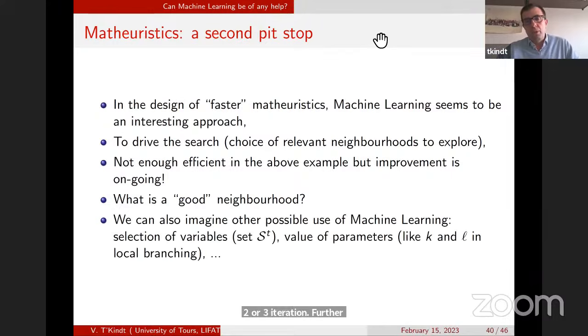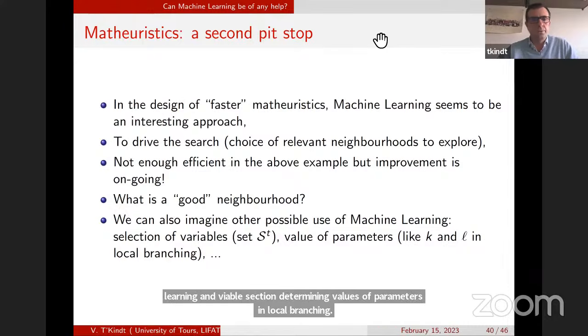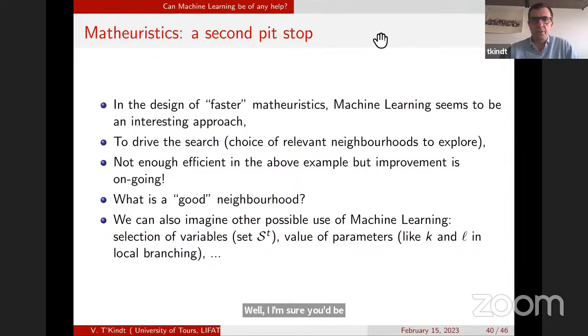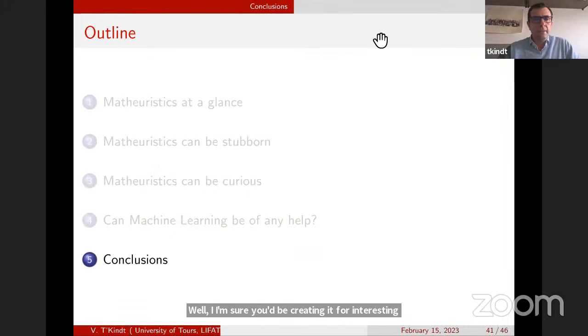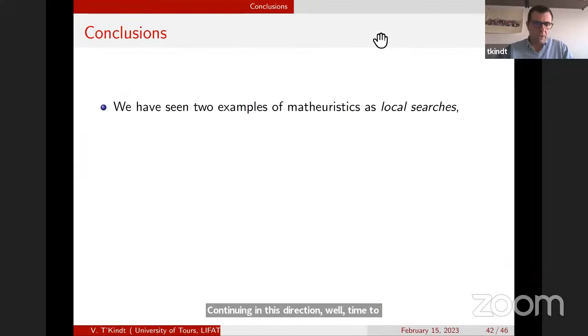And there are also many other possible uses of machine learning: variable selection, determining values of parameters in local branching. Well, I'm sure you'll be creative if you're interested in continuing in this direction. Well, time to conclude. So we've seen two examples of matheuristics conceived as local searches, okay?